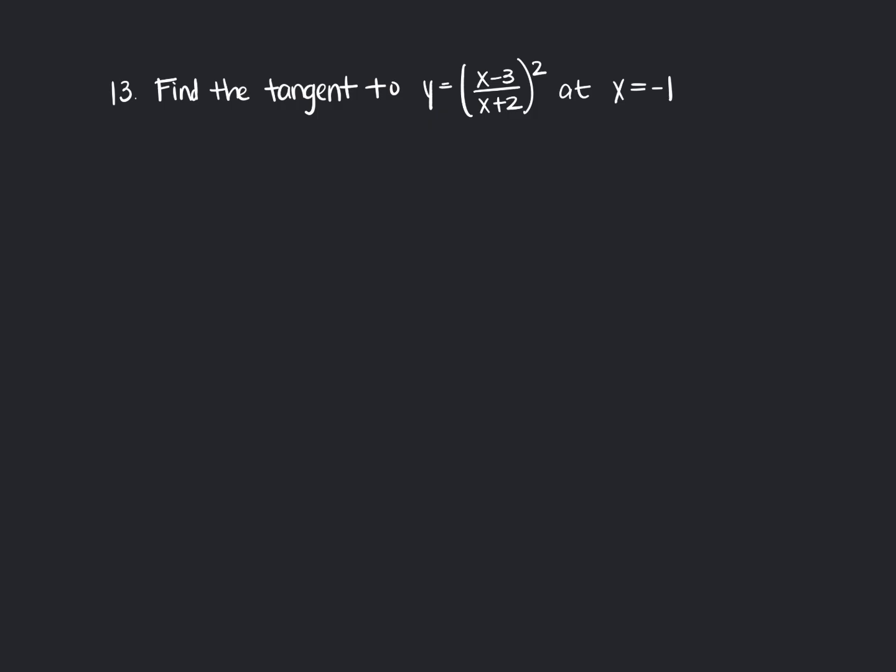On number 13, we want to find the tangent to y equals (x - 3) over (x + 2)² at x equals negative 1. So when we're doing this, we've got to do two things, because if I want to find the tangent, I know that eventually I will use this point slope formula.